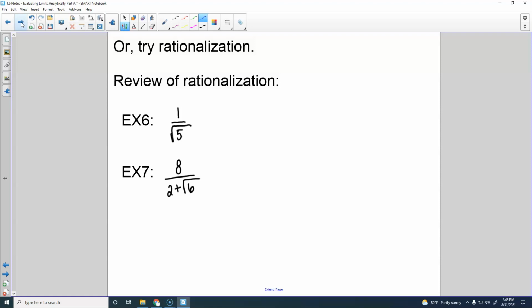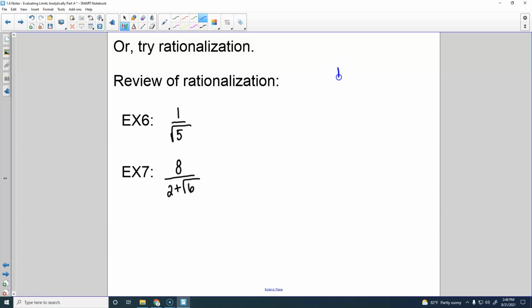Another technique that we can try is rationalization. So these are not calculus problems. I just want us to review rationalizing numbers. Okay, so rationalizing, we did this some in pre-calculus, you do it some in Math 3. It's this crazy rule that square roots can't be on the bottom of a fraction, right? Okay, here's the good news. In calculus, square roots can be in the bottom of a fraction.